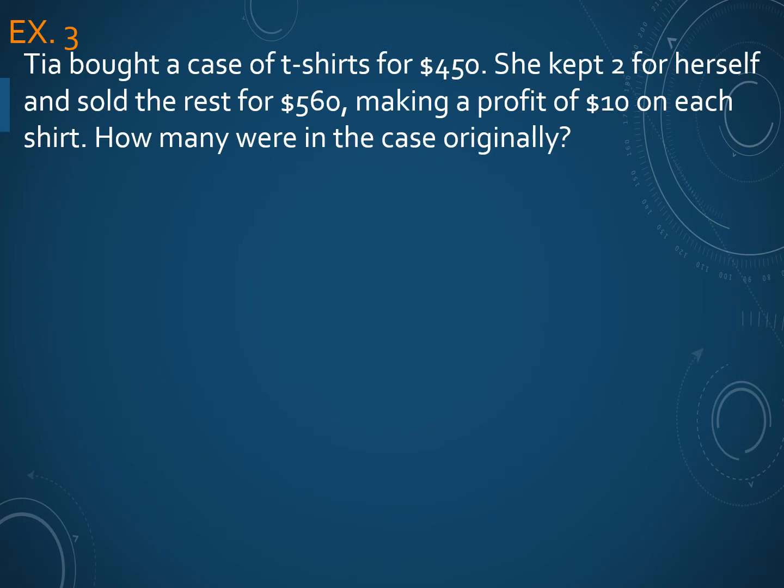So, Tia bought a case of t-shirts for 450 bucks. She kept 2 for herself and sold the rest for $560. She made a profit of $10 on each shirt. How many were in the case originally? If you had to calculate a profit, just in general, you would take how much you sold them for. So, sold minus your cost equals your profit.